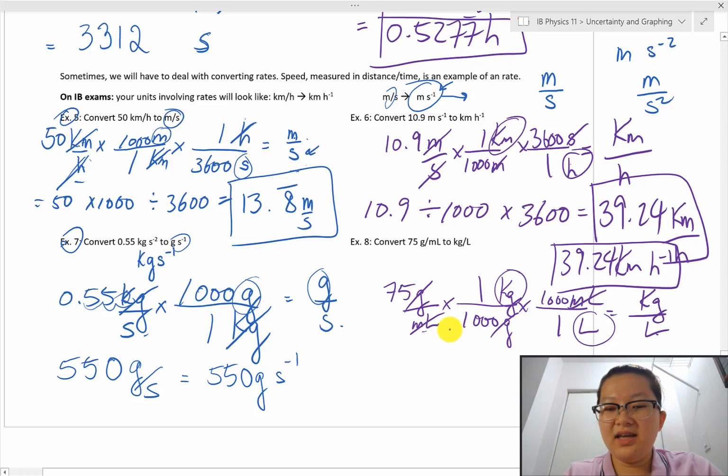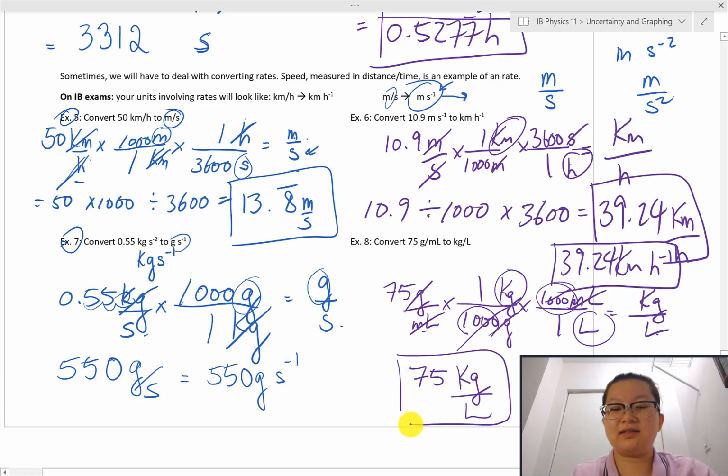Look at this, that's so cute. We multiply by 1 over 1,000 and we multiply by 1,000, so these two cancel out. Yes, we love things that cancel out. So that means we don't need to multiply anything. It's just 1. And hey, look, 75 stays as 75 kilograms per liter. Okay, so that's our final answer.